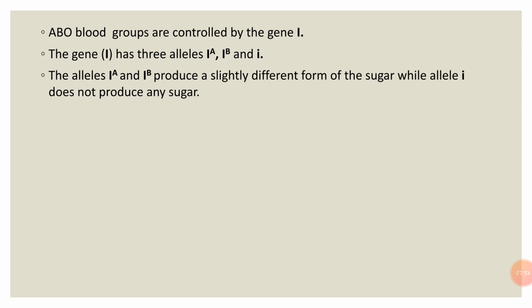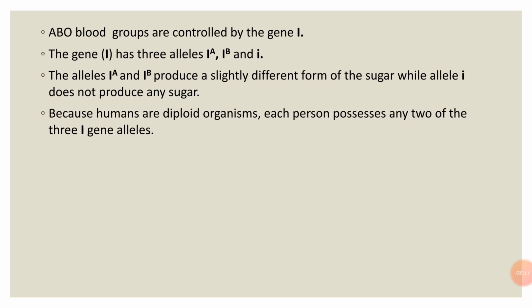The alleles IA and IB produce slightly different forms of the sugar, while allele small i does not produce any sugar. So capital IA and capital IB both produce the sugar, whereas small i does not produce any sugar. Because humans are diploid organisms, every person possesses only 2 out of the 3 I gene alleles. Means the blood group, though controlled by 3 alleles, every individual has only 2 of these 3 alleles, as we are diploid organisms.